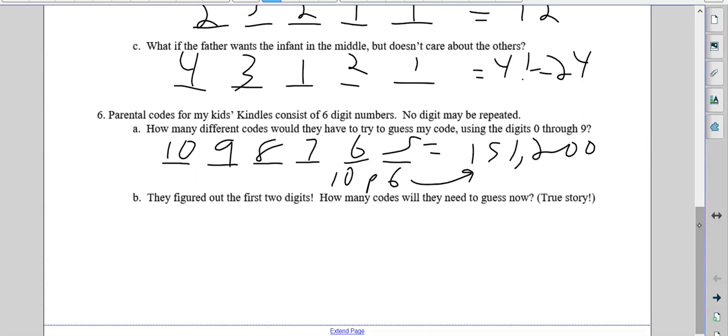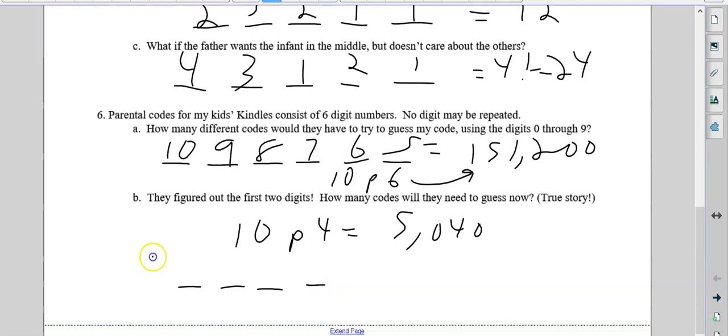Now, what about if they figure out the first 2 digits? Well, in this case, I'm going to go back to the NPR. We're only dealing with now 4 digits. So we end up with 5,040 ways left. But again, you could do this with slots. So really, if 2 digits are already taken care of, we're not worrying about those. That means we have 10 times 9 times 8 times 7, which will also lead to the same answer.